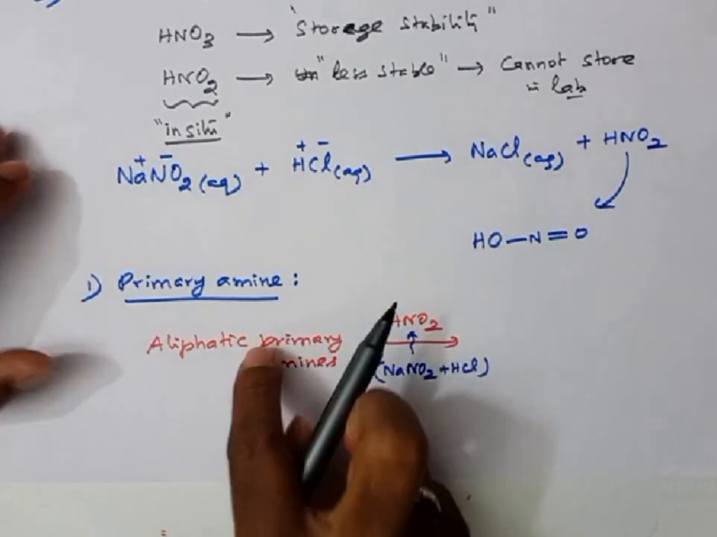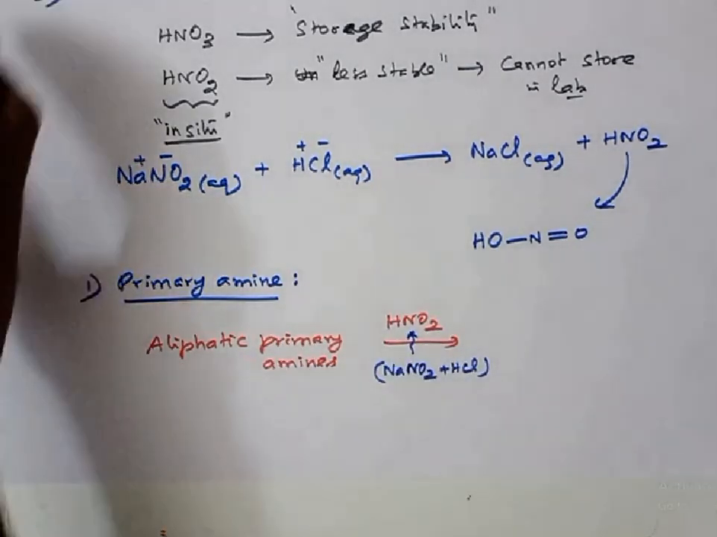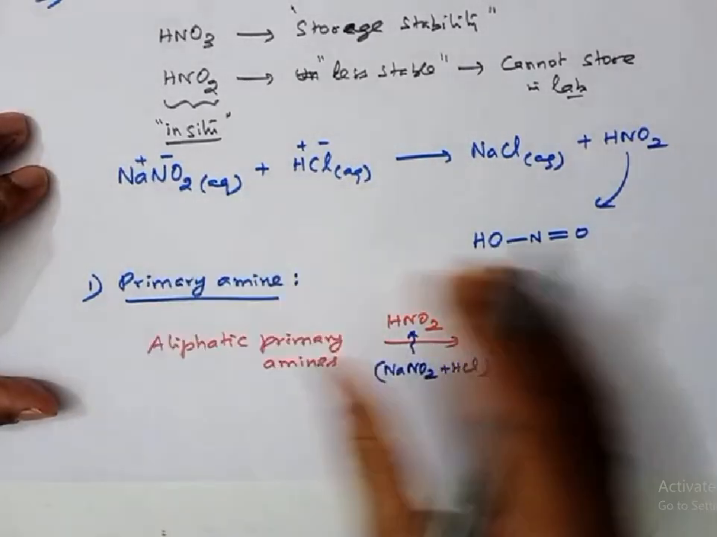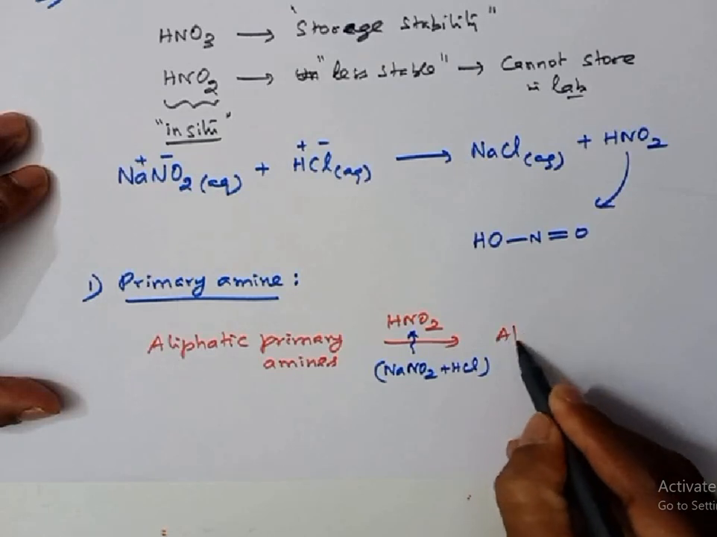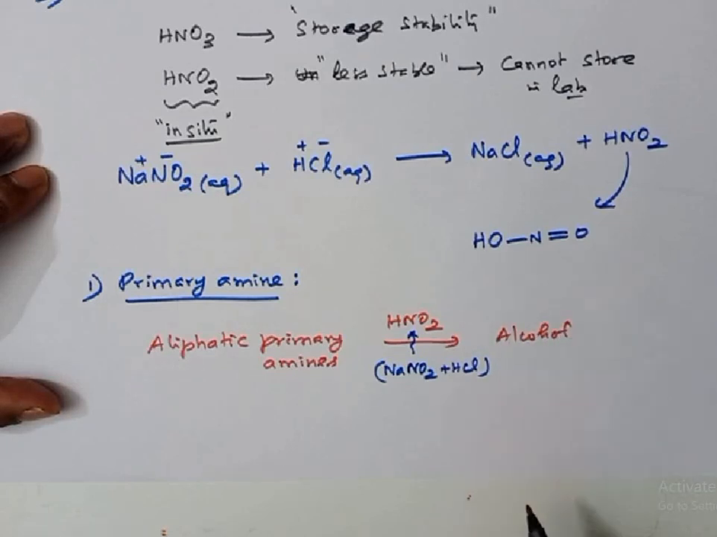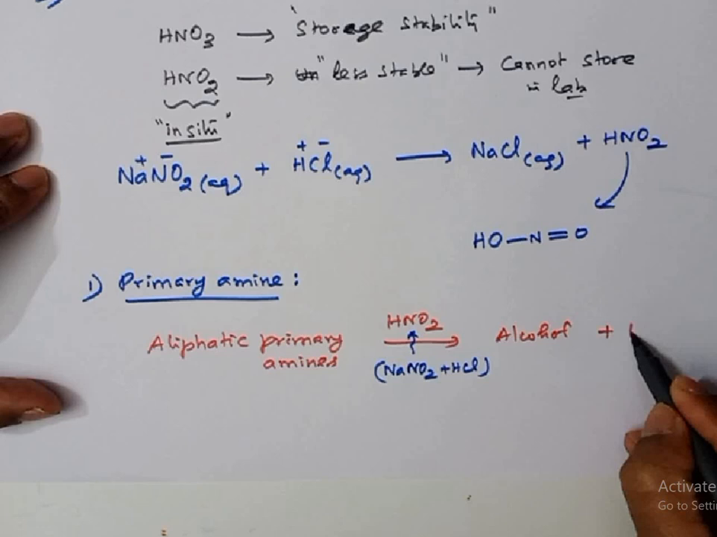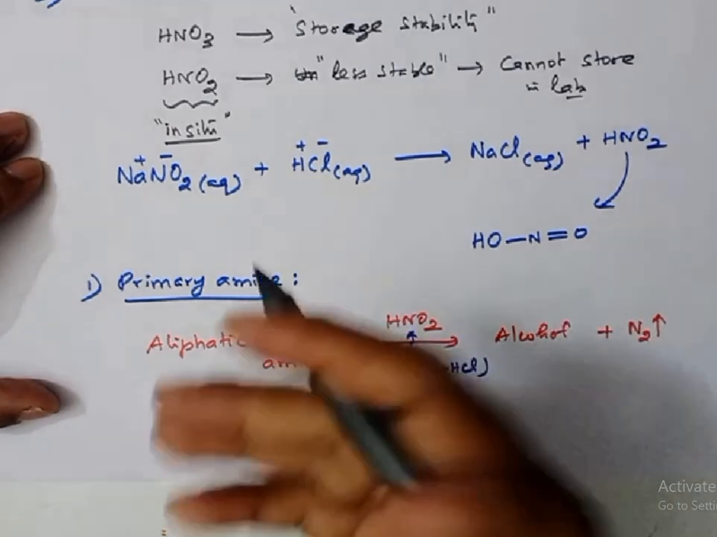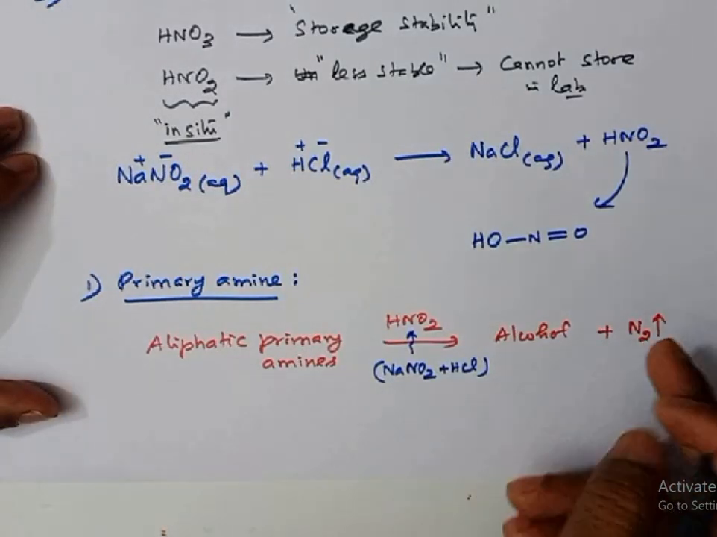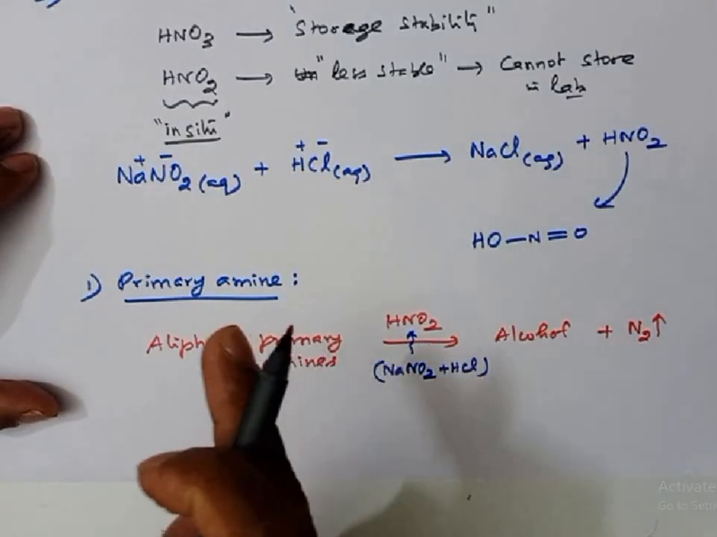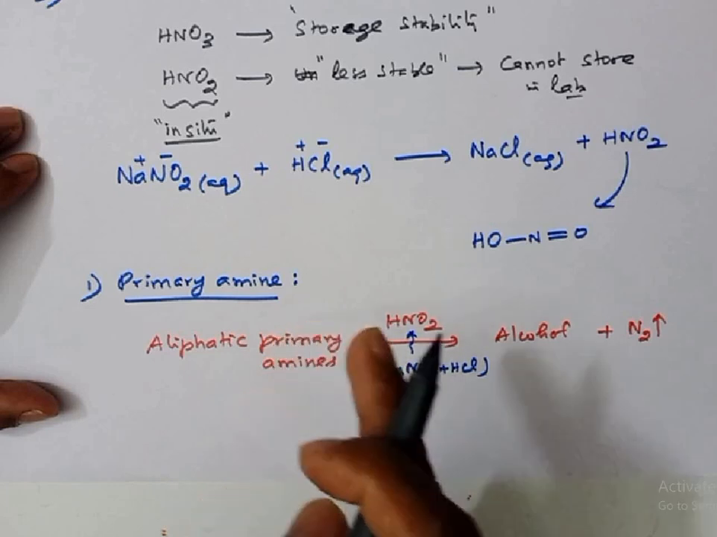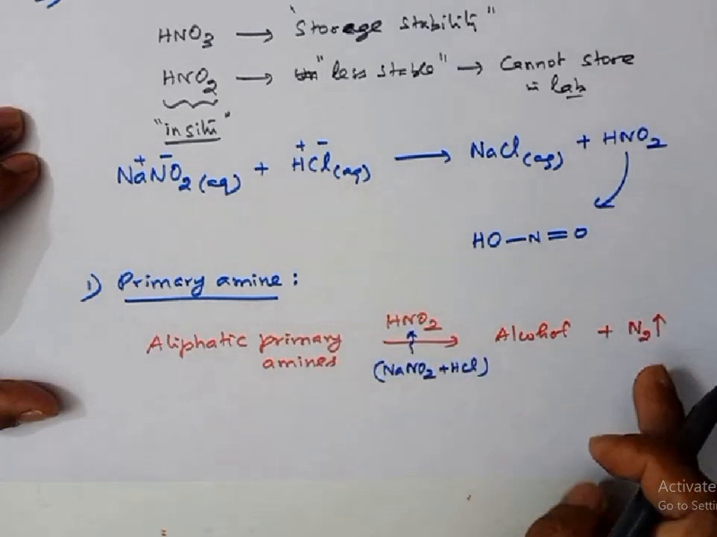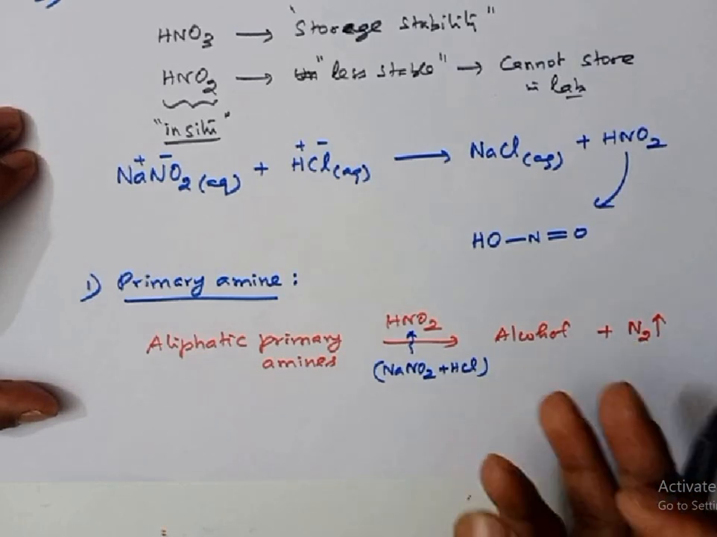That nitrous acid reacts with the aliphatic primary amines and forms a primary alcohol, the corresponding alcohol. You will get an alcohol. And this is very important, student. Nitrogen bubbles will come out. Nitrogen gas is eliminated, so you can see effervescence of nitrogen. Student, observe carefully. Aliphatic primary amines react with nitrous acid and produce effervescence. The effervescence is due to evolution of nitrogen gas.